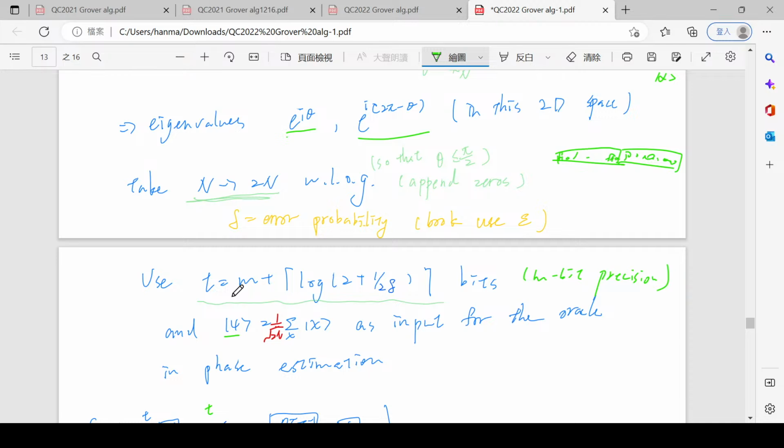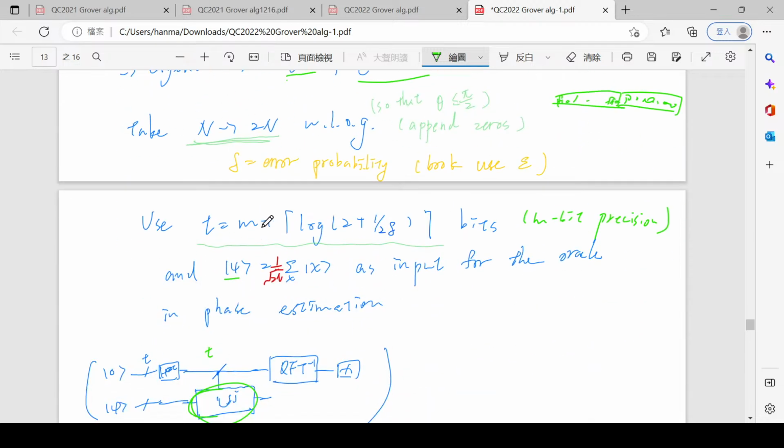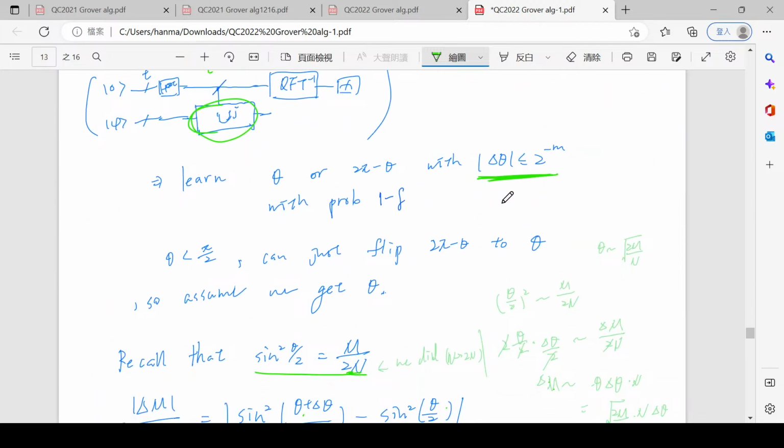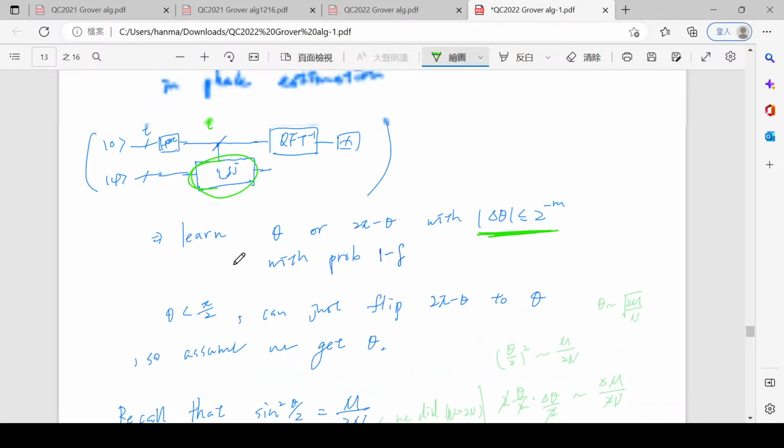Let's see. Yeah, you want constant theta error, you only need constant m. And that's fine.